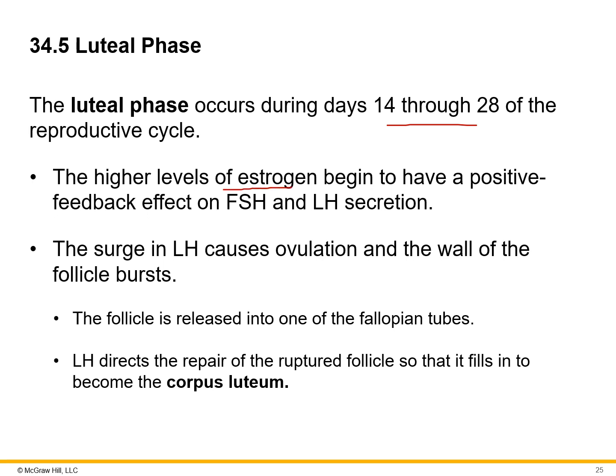So now we have higher levels of estrogen. Now they start to have a positive feedback effect on the follicle stimulating and luteinizing hormone secretion from the hypothalamus and anterior pituitary. So the surge or increase in luteinizing hormone is what causes ovulation to occur and that follicle to burst. Then that follicle is released into one of the fallopian tubes, and that luteinizing hormone then directs the repair of the ruptured follicle so that it fills in to become what's called the corpus luteum.